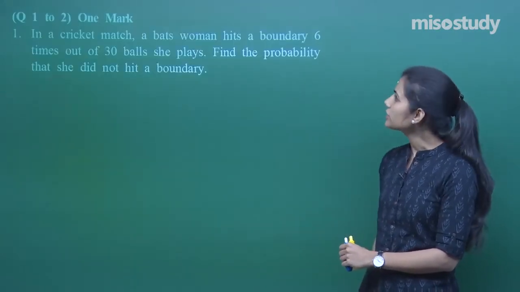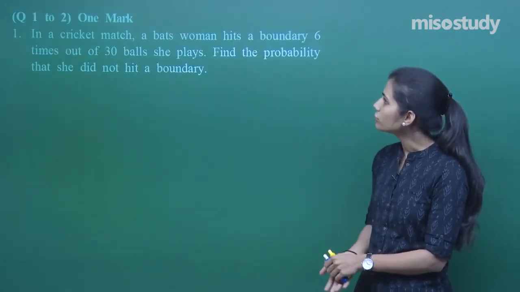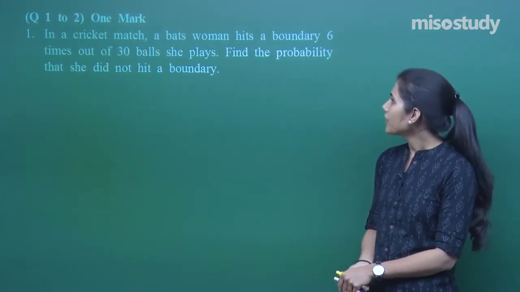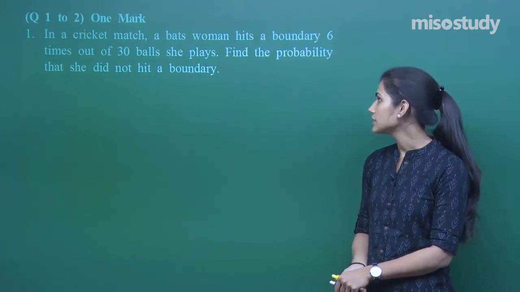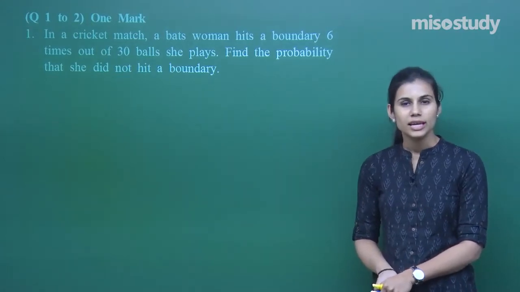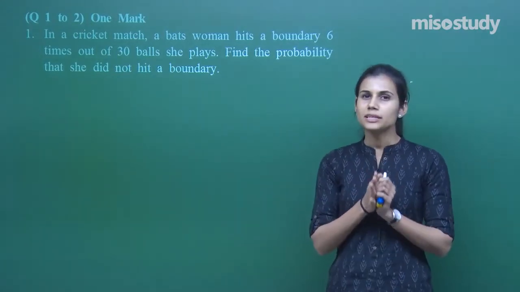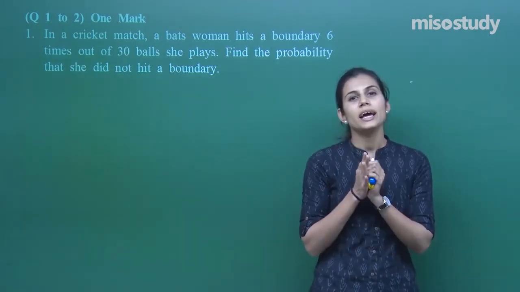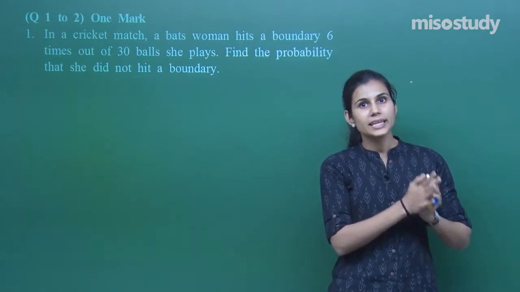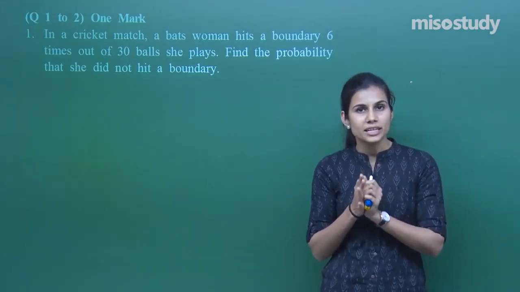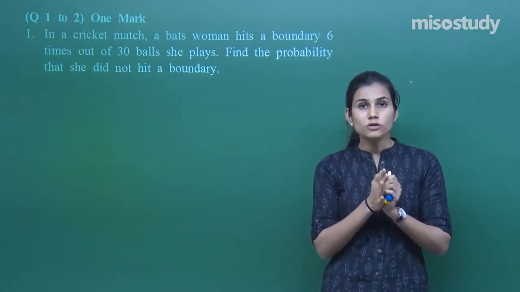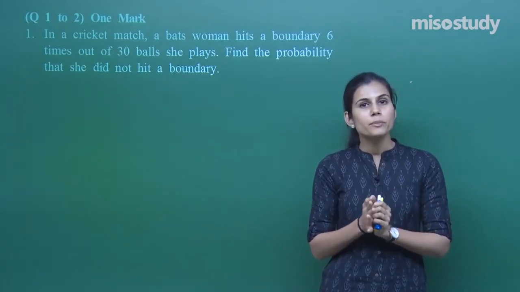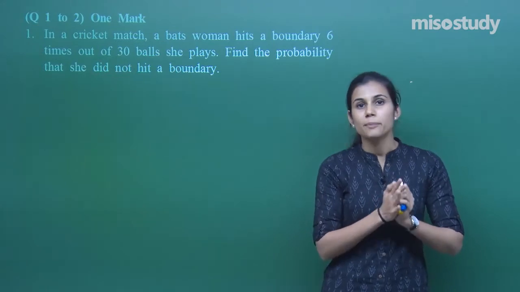It says that in a cricket match, a batswoman hits a boundary 6 times out of 30 times she plays. Find the probability that she does not hit the boundary. Now, please try to understand this in the very terms of probability. We know that if an experiment is performed n times, that means n trials of that random experiment are performed, out of those n trials, an event A is occurring in some m trials, then the probability of occurrence of event A is m upon n.